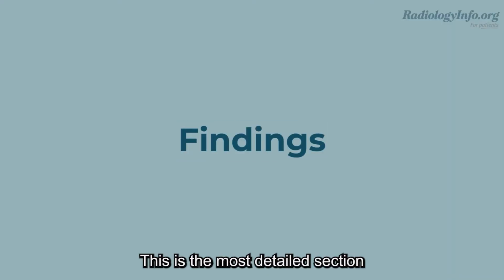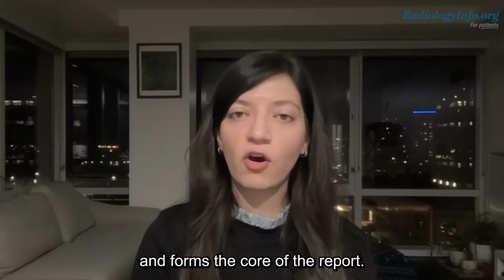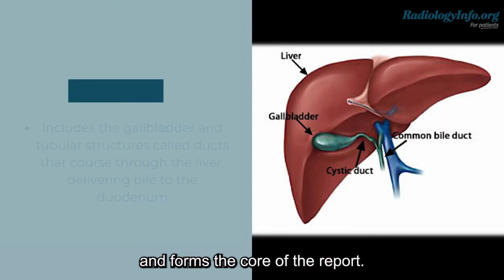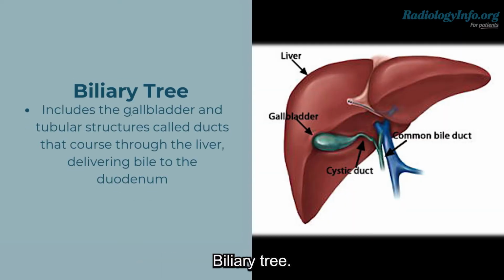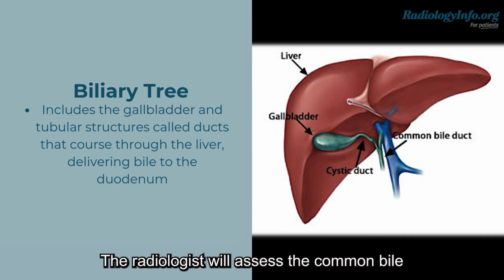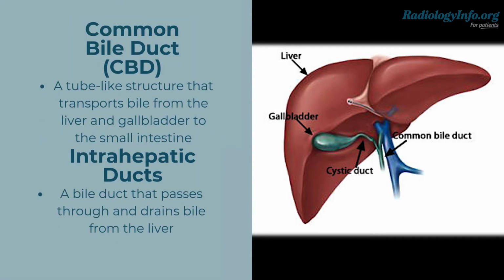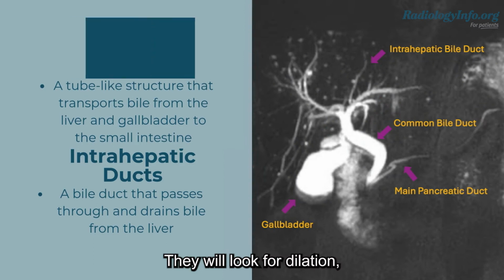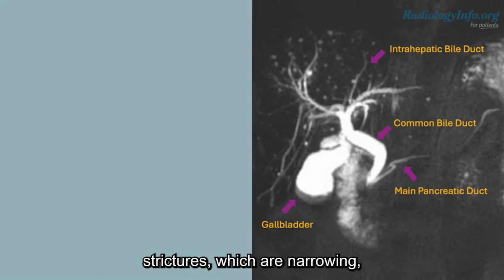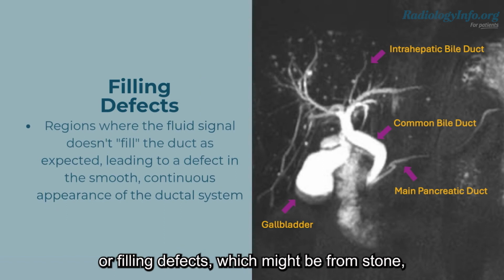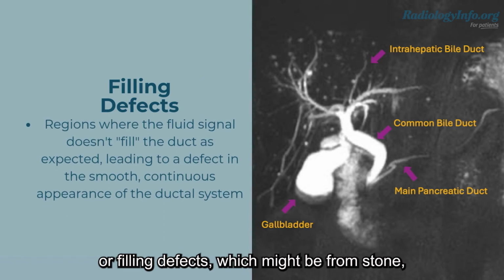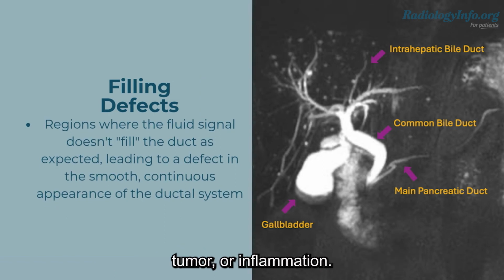Findings. This is the most detailed section and forms the core of the report. Biliary tree. The radiologist will assess the common bile duct, intrahepatic ducts, and gallbladder. They will look for dilatation, stricture, which are narrowings, or filling defects, which might be from stone, tumor, or inflammation.